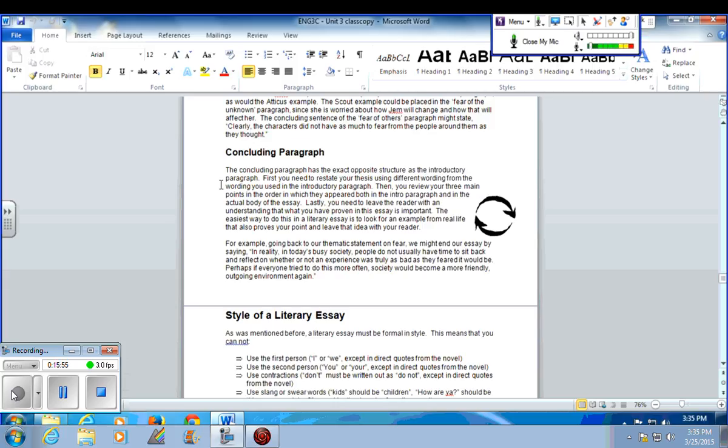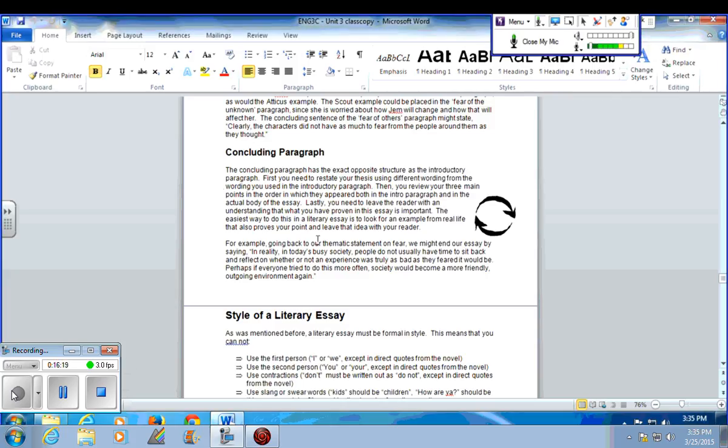For example, going back to our thematic statement on fear, we might end our essay by saying: in reality, in today's busy society, people do not usually have the time to sit back and reflect on whether or not an experience was truly as bad as they feared it would be. Perhaps if everyone tried to do this more often, society would become a more friendly, outgoing environment again.